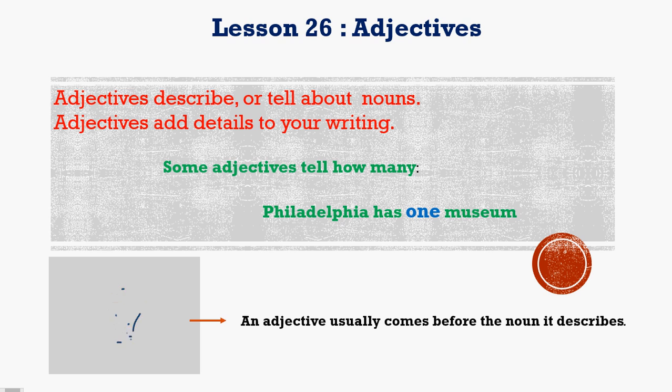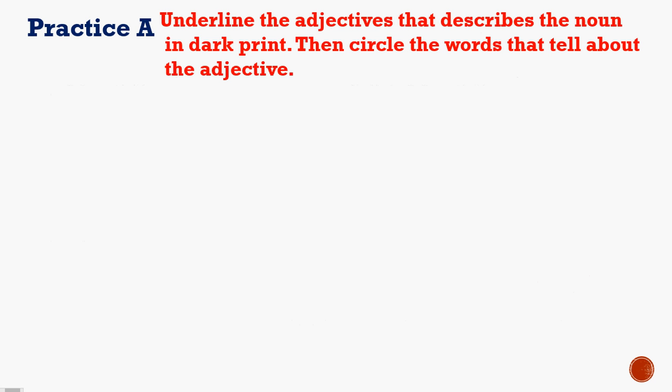Let's continue with practice A. Okay? Practice A says, underline the adjective that describes the noun in dark print. Then circle the words that tell about the adjective. Good job. Now, number 1. Ben Franklin is a famous man. We have the bold print men. That is the noun, okay?